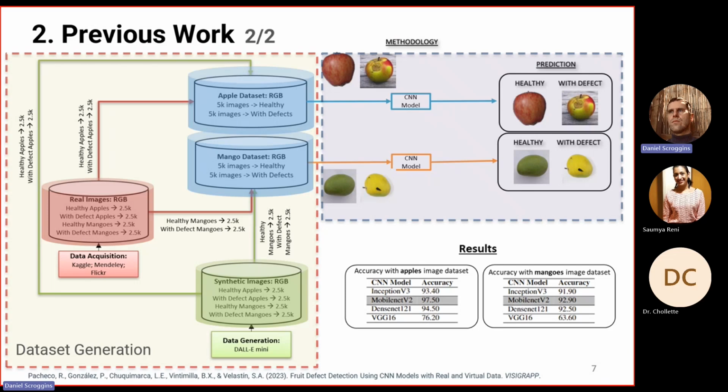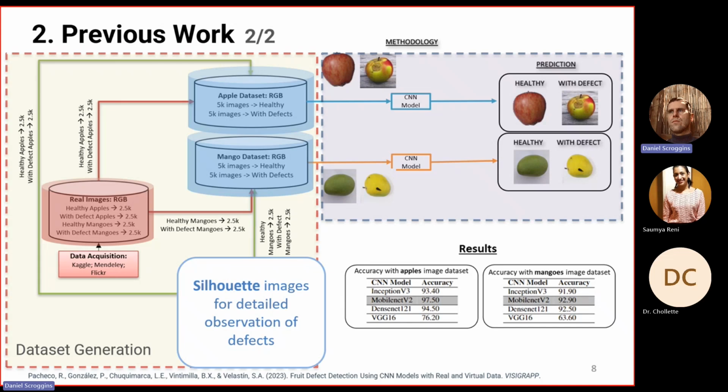In order to classify these 2 types of fruit, apples and mangoes, healthy and with defect, we obtained, for example, for apples with MobileNet 97.50%, and for mangoes MobileNet 92.90%.